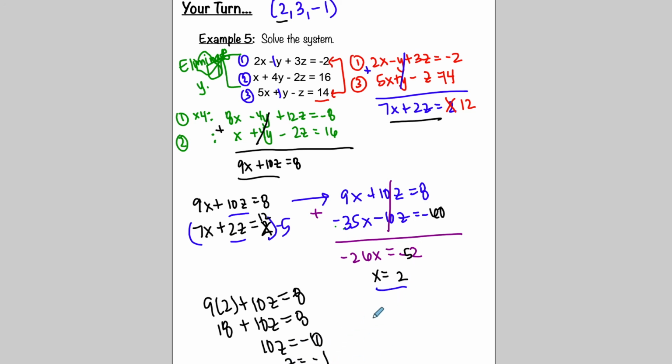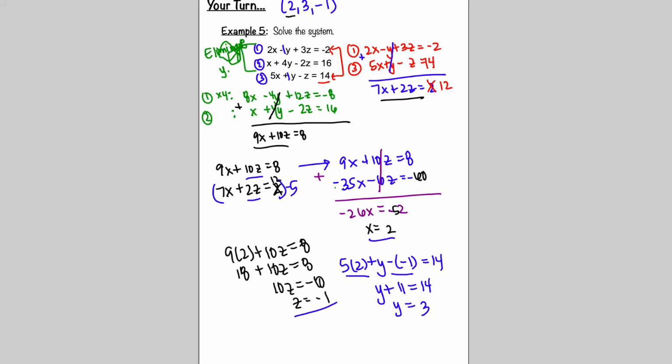Now that I have x and z, I need to go back to my original and plug them both into any one of the originals and solve for y. I'm going to go with the bottom one. So 5 times my x, which is 2, plus my y, minus my z, which is negative 1, equals 14. So this is 10 plus 1, so I have 11. So y is equal to, when I subtract 11, 3. And then I can write my final answer as an ordered pair, x, y, and z.